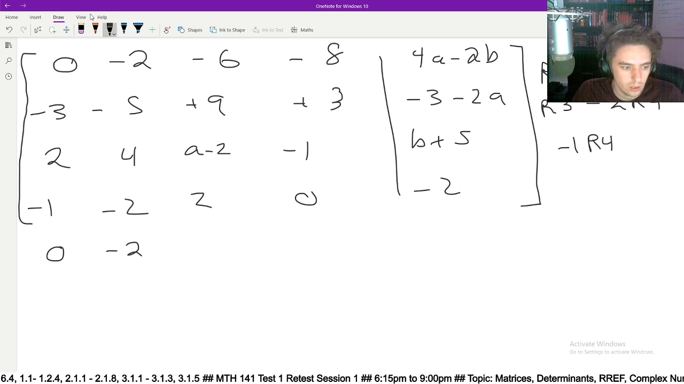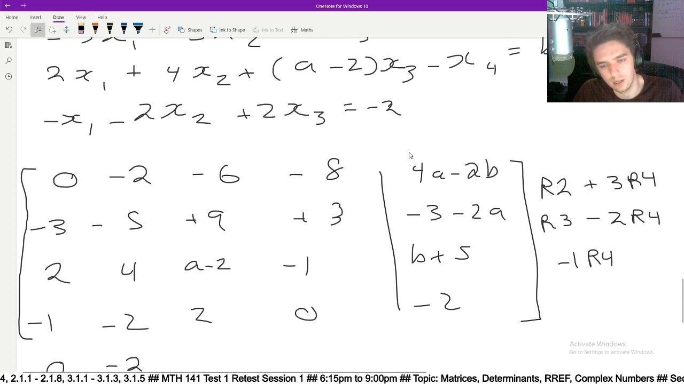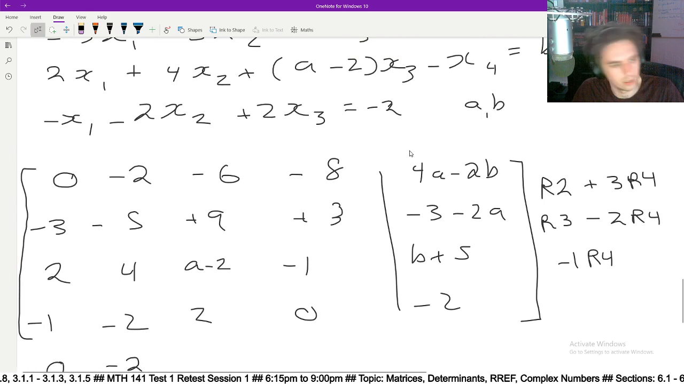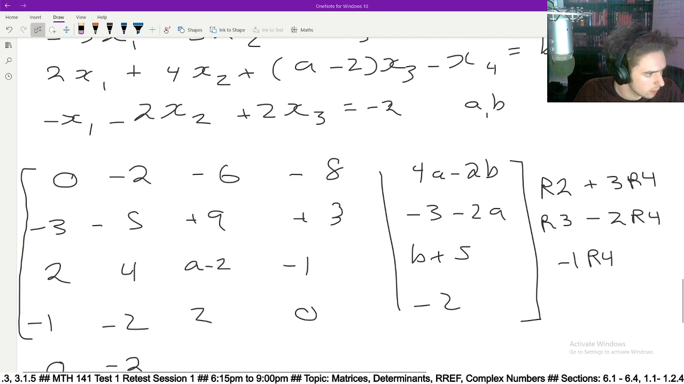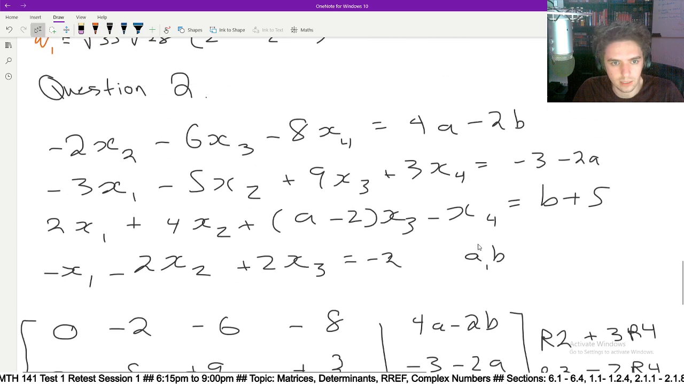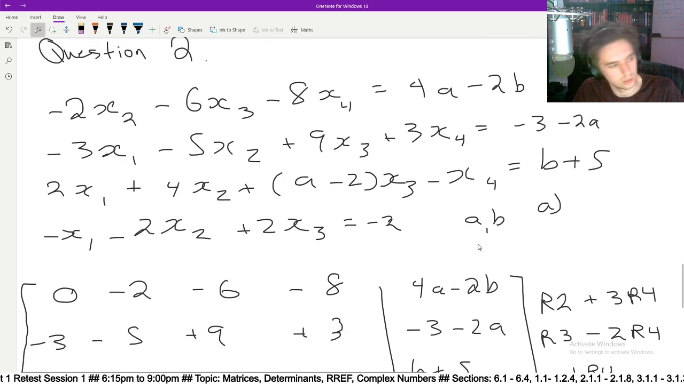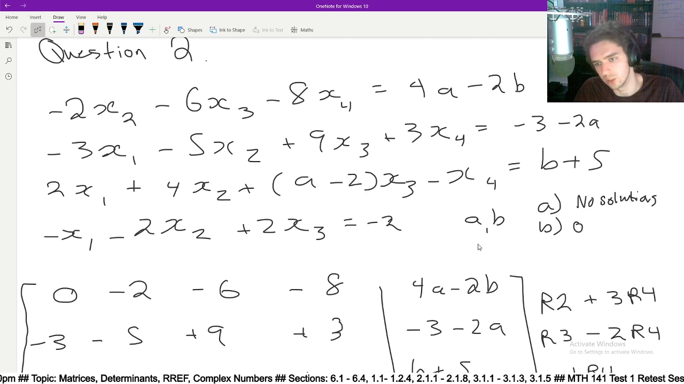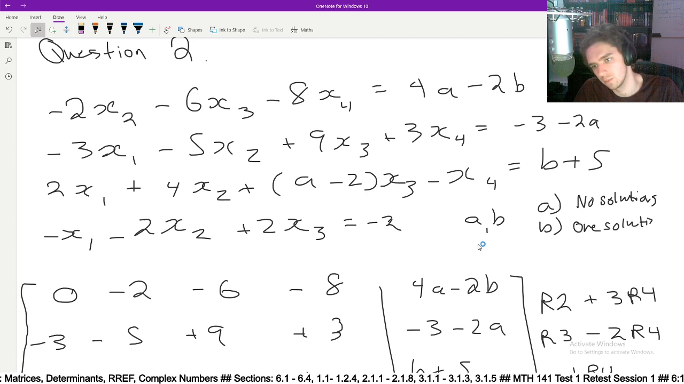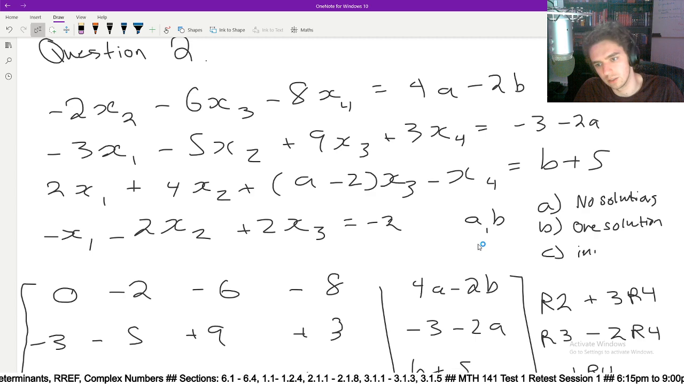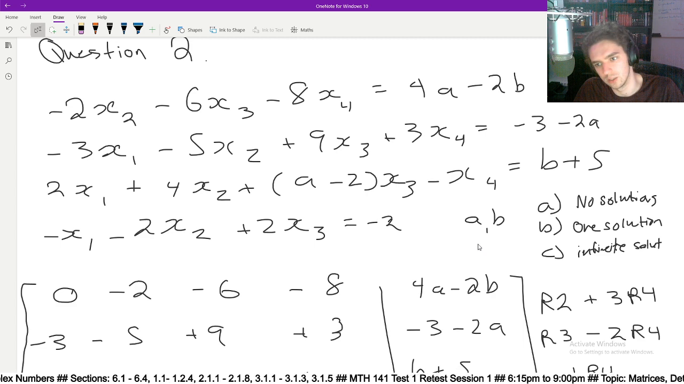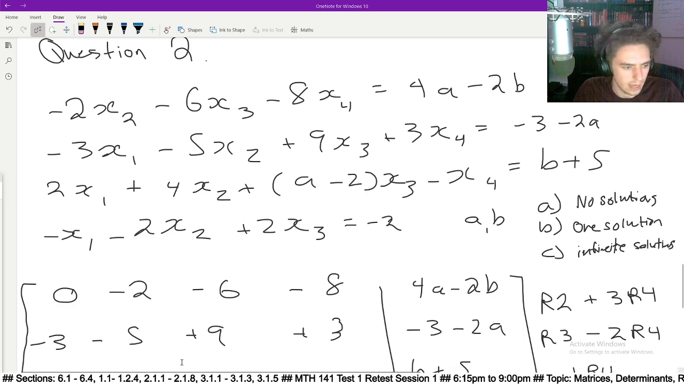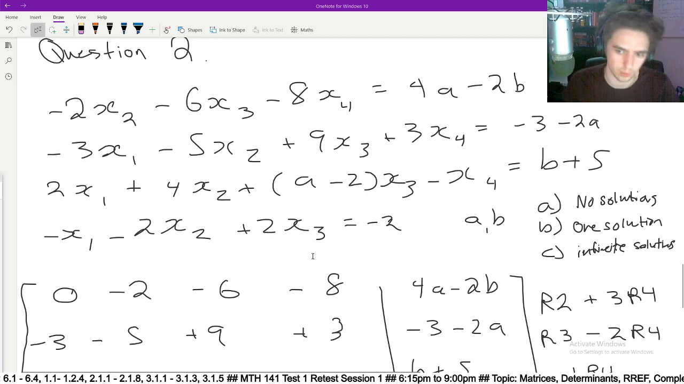So the question is asking to solve for a and b. Those are the only two variables, so that must be all it's asking for. We want a and b such that the linear system at the top has: a, no solutions; b, one solution; and c, infinitely many solutions. That's what we're looking for, a and b.